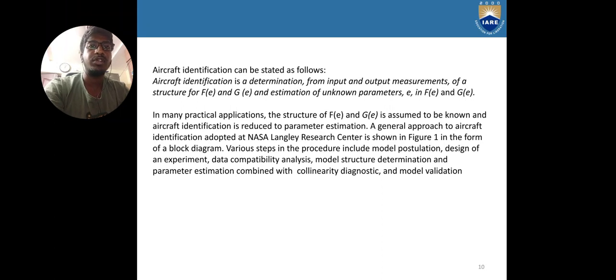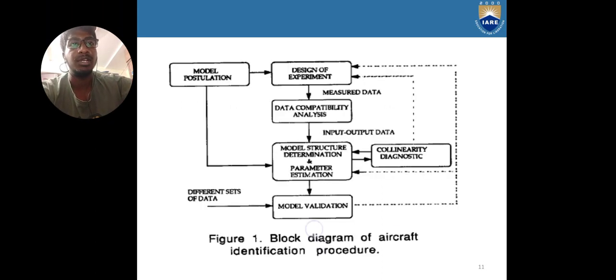A general approach to aircraft identification adopted at NASA Langley Research is shown in the figure in the form of a block diagram. It consists of various steps, including model postulation, design of an experiment, data compatibility analysis, model structure determination, and parameter estimation. So this is the basic block diagram, from the model postulation to the design of experiment, and then with the measured data to the data compatibility analysis, and then we get the data.